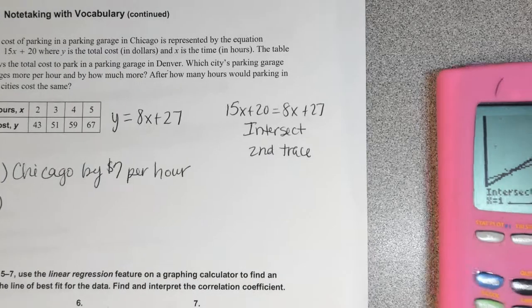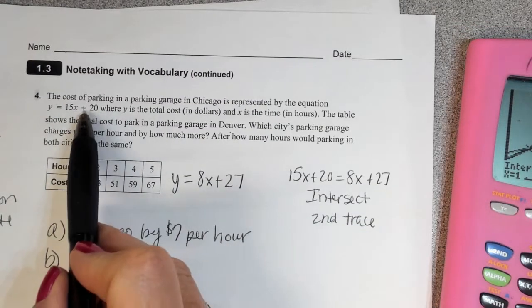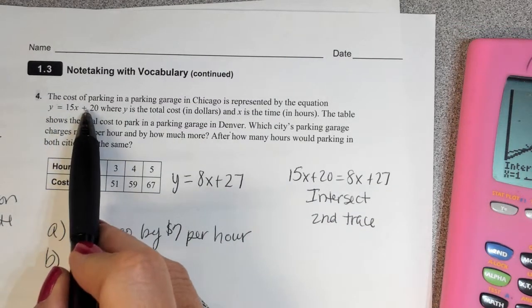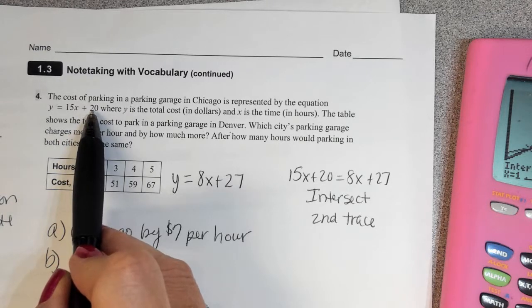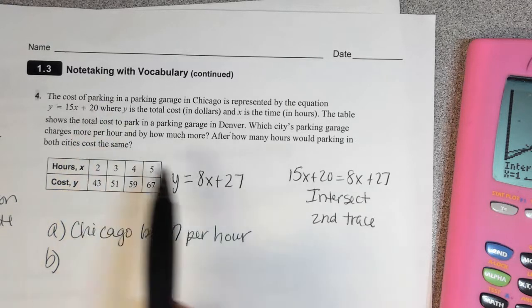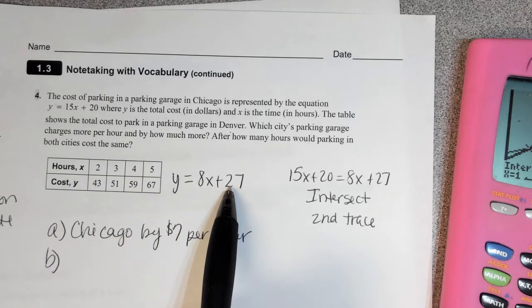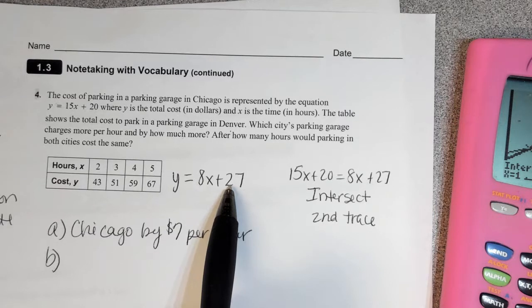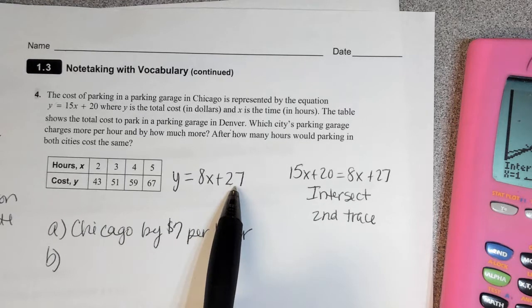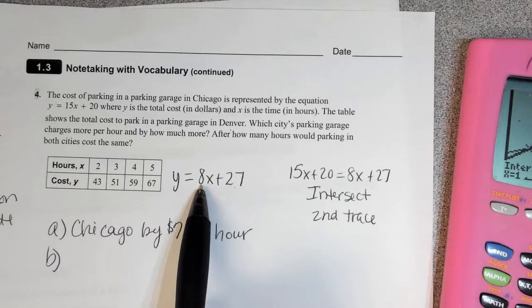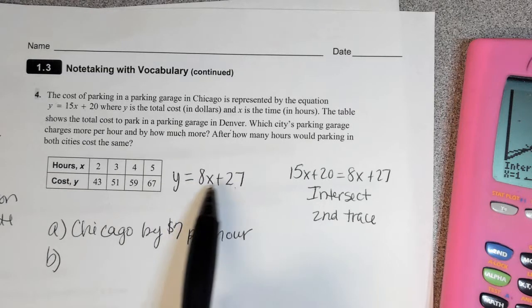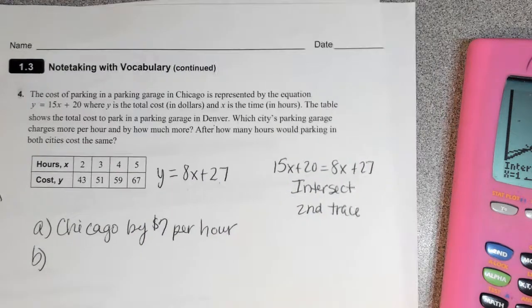So we've got that. Now, I want to talk for a minute about what these two mean. This one is saying I pay $15 per hour, but I have to pay $20 just to get into the garage. So if I'm only there for 15 minutes, I still have to pay $20. This one, I've got to pay $27 just to get into the garage. So if I'm in there 40 minutes, I'm paying $27. But after that, it's only $8 per hour. Does that make sense, like what the interpretation would be?